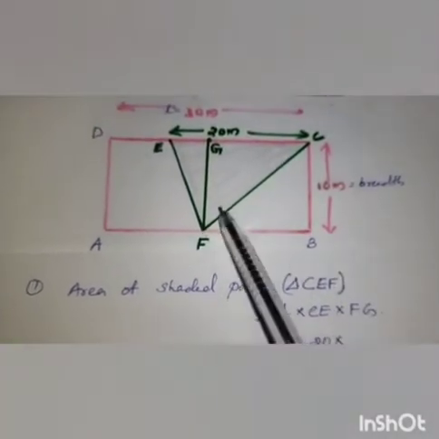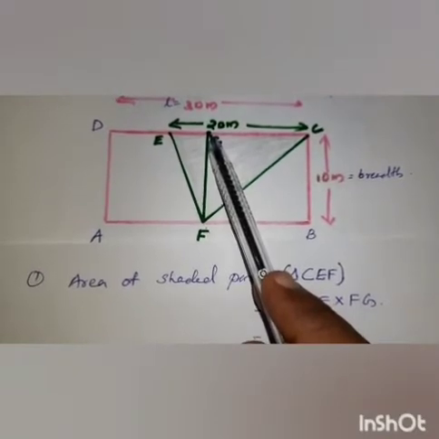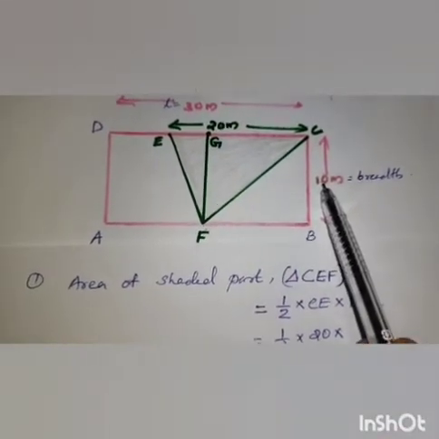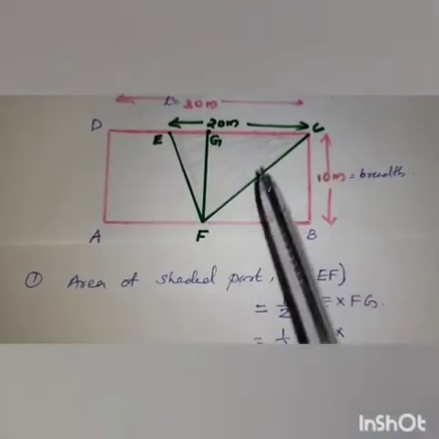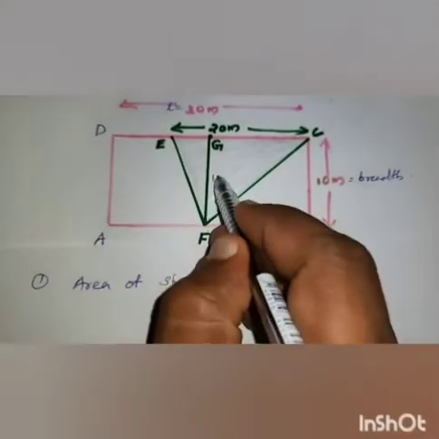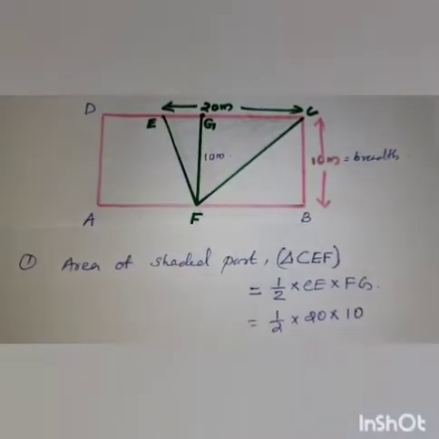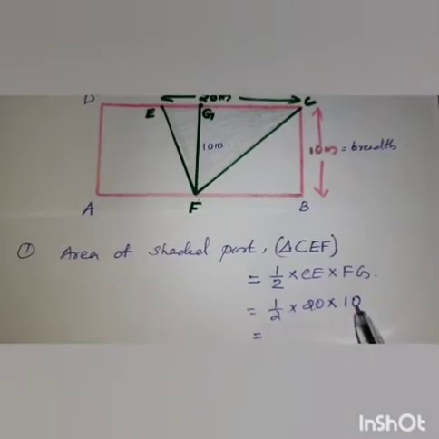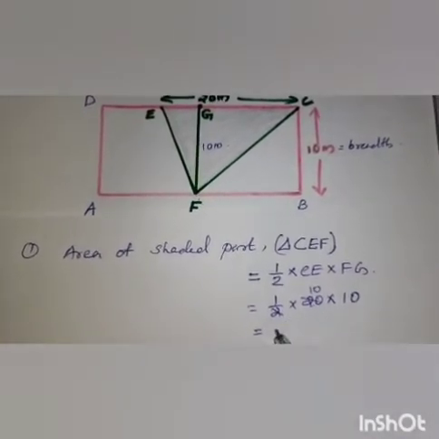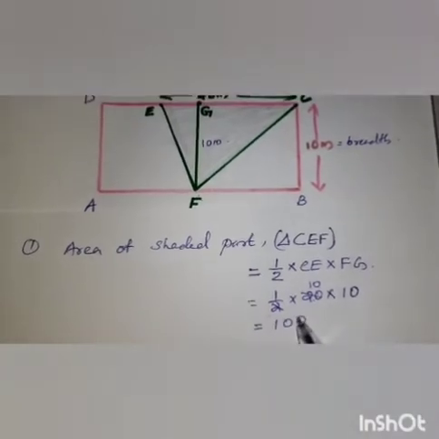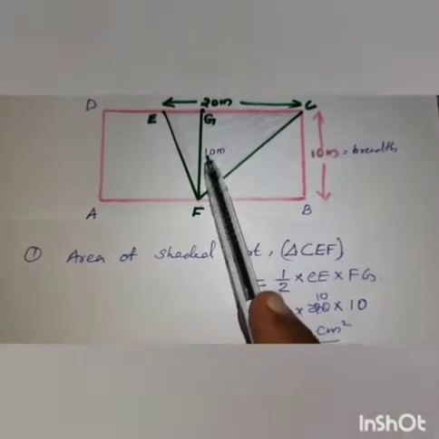into FG. FG, what is the length? That is equal to 10 meter. That is the breadth of the rectangle. So FG is 10 meter. So half into 20 into 10. This you can cancel it. So 10 into 10, 100 square meter is the area of the shaded portion.